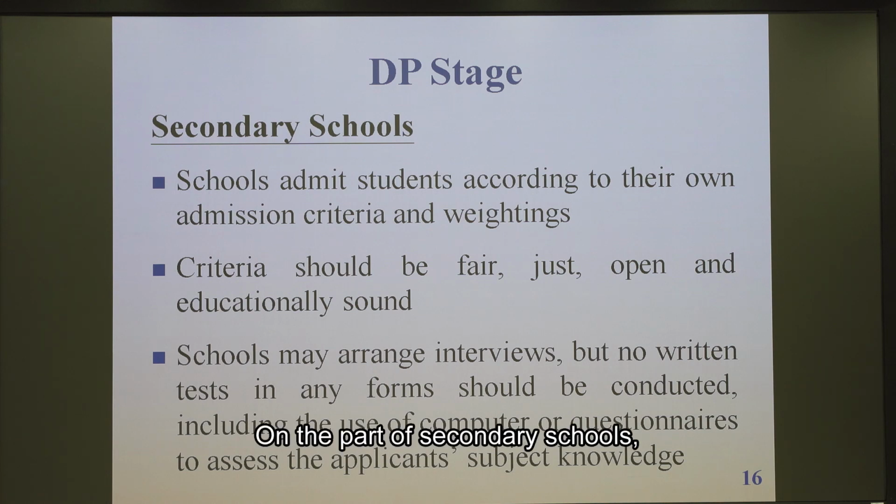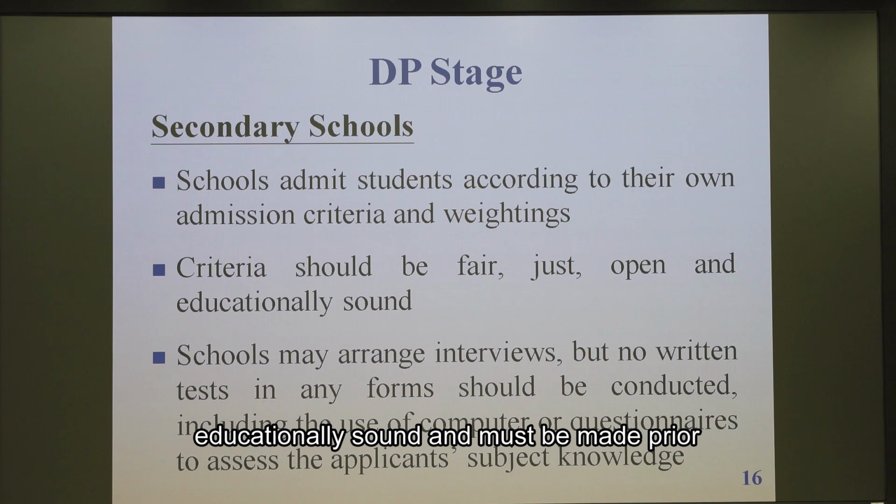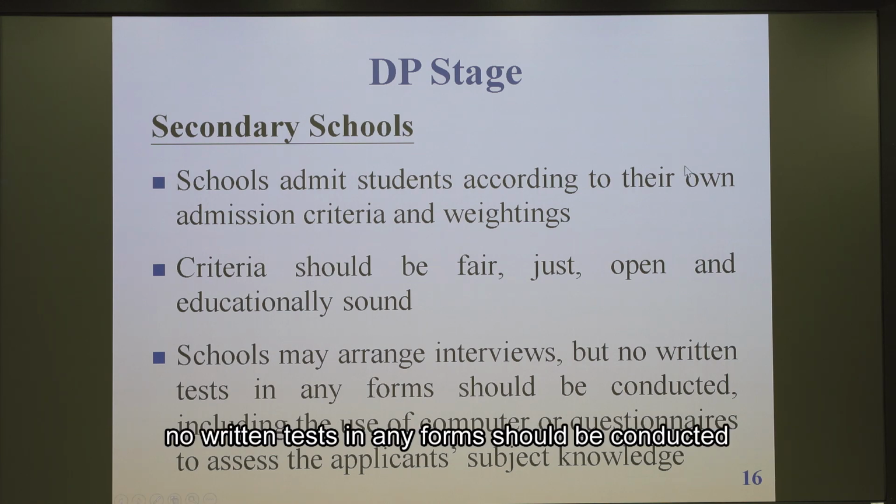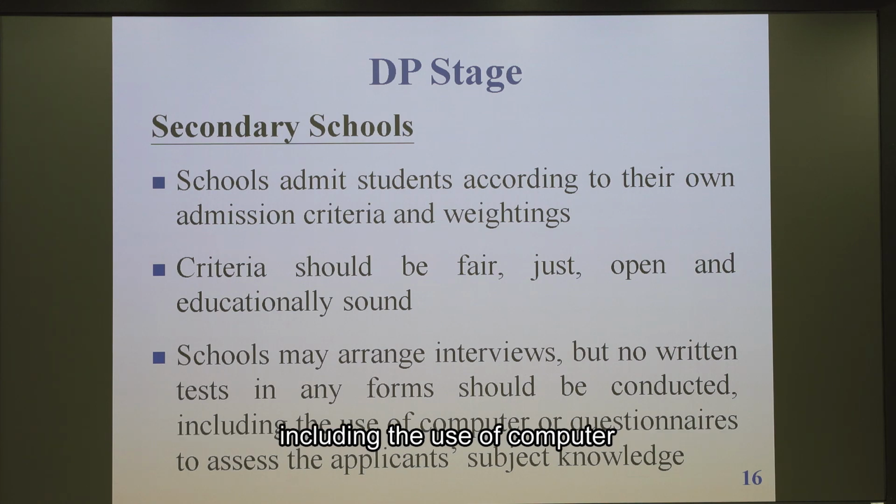On the part of the secondary school, schools admit students according to their own admission criteria and weightings, which should be fair, just, open, and educationally sound, and must be made known prior to the DP application period. Schools may arrange interviews, but no written tests in any form should be conducted, including the use of computers or questionnaires to assess the applicant's subject knowledge.